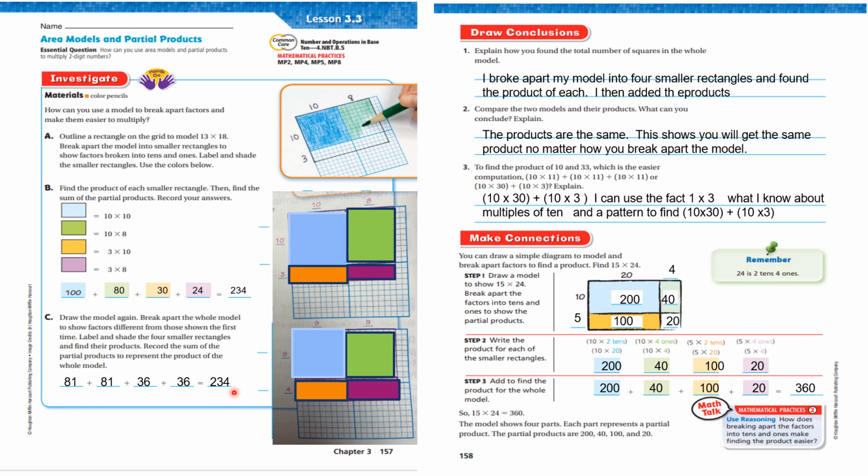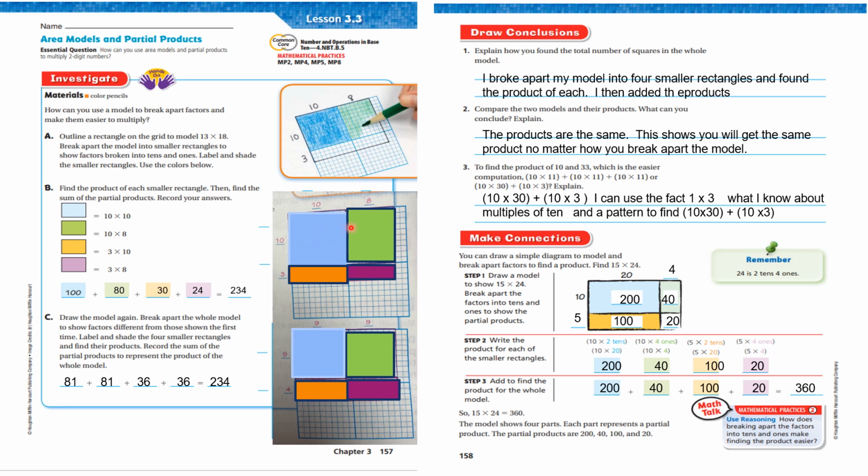All right. Now it says, explain how you found the total number of squares in the whole model. Well, I broke apart the model into 4 smaller rectangles and found the product of each. I then added the products, and that's what I did. I broke this larger rectangle down into 4 smaller rectangles, and then I found the product.